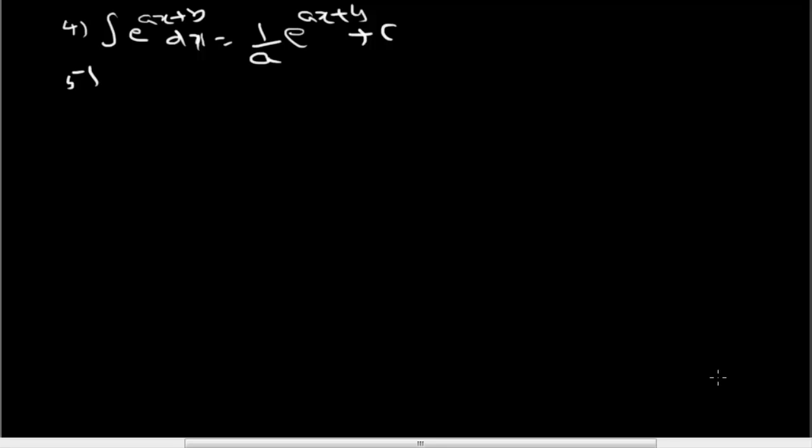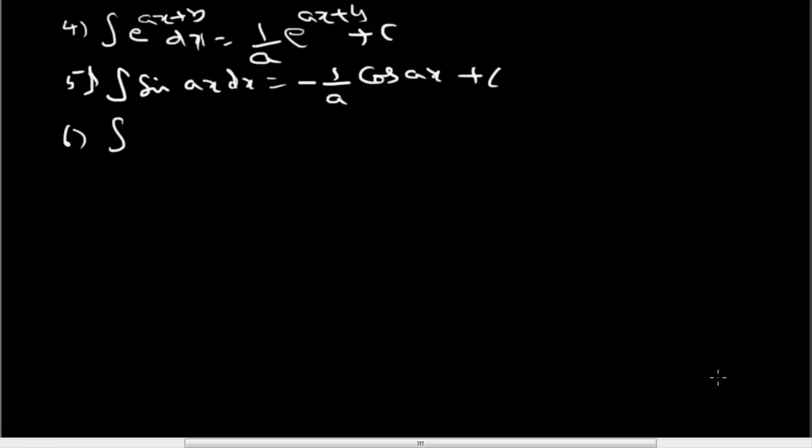Number 5, integral sin ax dx. So sin x dx is minus cos x. So for sin ax, sin of something is minus 1 by a cos ax plus c. Sin of ax plus b also can be written as minus 1 by a cos of ax plus b. So whenever it is required, we do it, otherwise not.